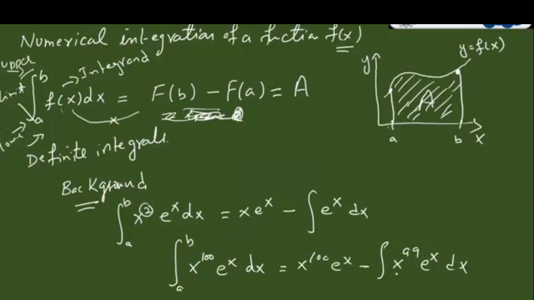Then to solve it, you have to apply integration by parts again in this region. When you apply it again here, you will get another relation which is something like x^99 e^x minus integral x^98 e^x and so on. This will continue, and then you have to apply integration by parts again.